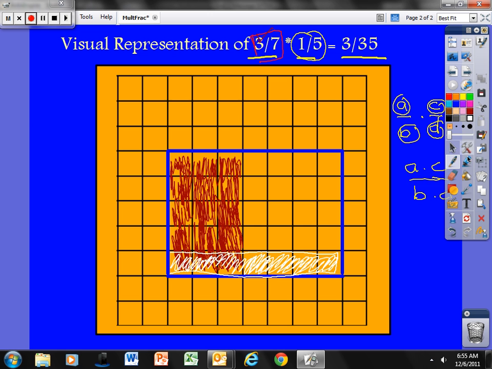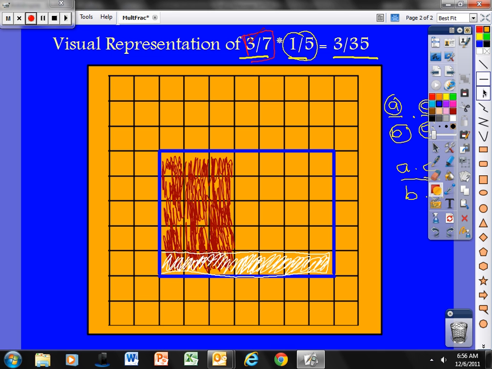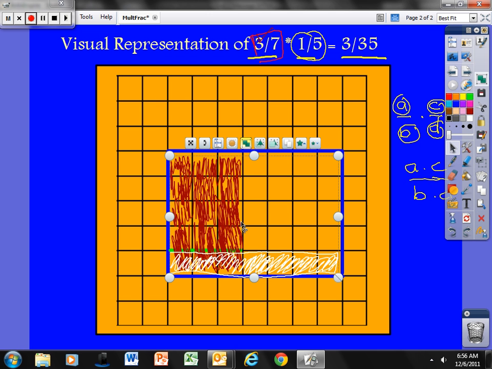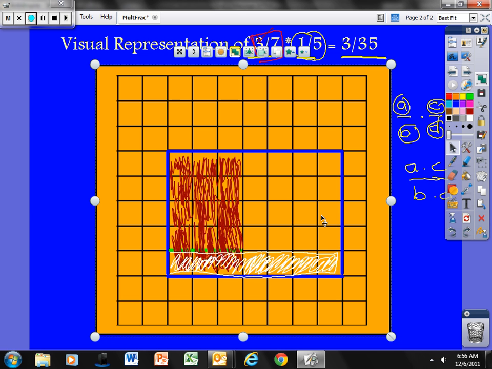Now if I take a look where the overlap is, I'm going to draw some different colored bars here to show where the overlap lies. Let's use green. Here's where the overlap is. Right there. Let me bring that to the front, if it lets me click on it. Right there is where my overlap is. So, how many squares overlap? 3. How many squares are there total in this whole blue rectangle? 35. That's where I get my 3/35.